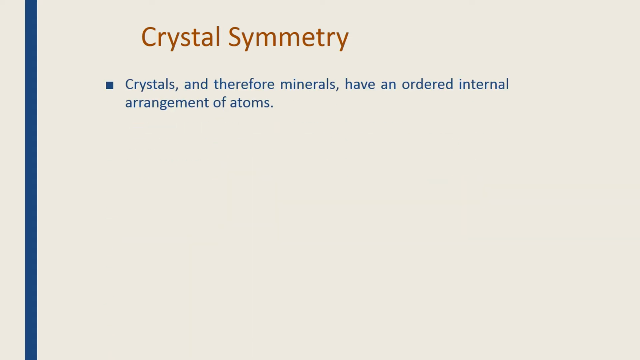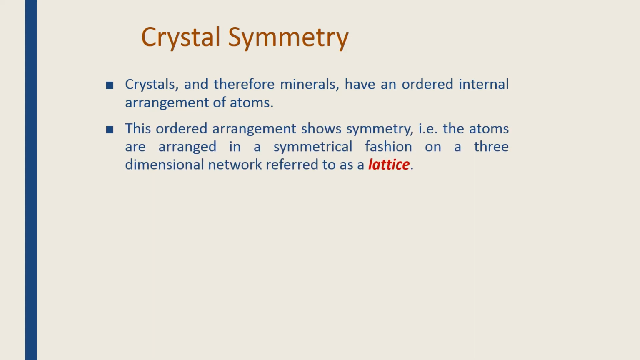And crystals, and subsequently minerals, have an ordered internal arrangement of atoms which will create specific types of symmetry when we rotate those crystals. So this ordered arrangement shows symmetry, which means atoms are arranged in a symmetrical fashion in a three-dimensional network called a lattice.